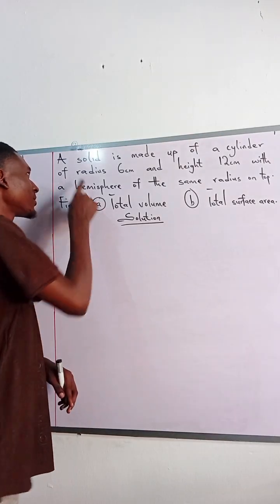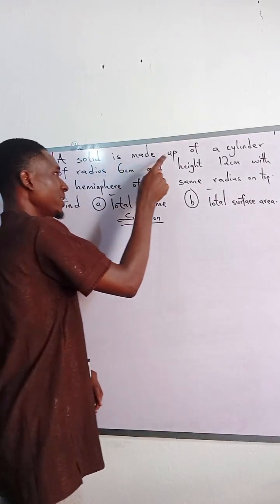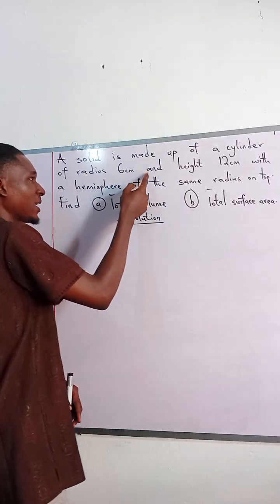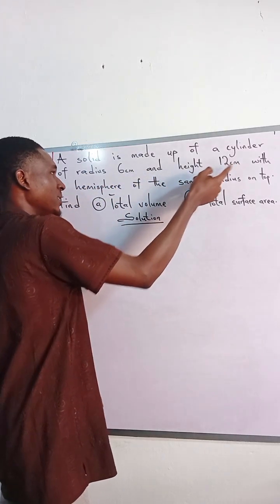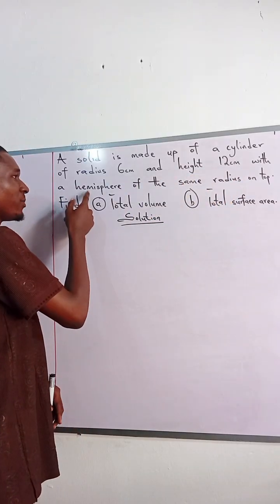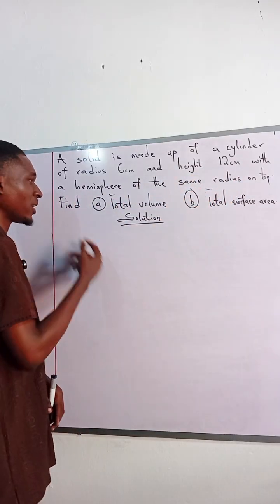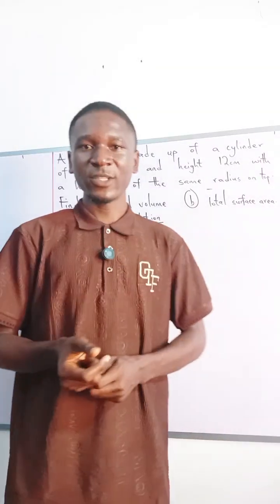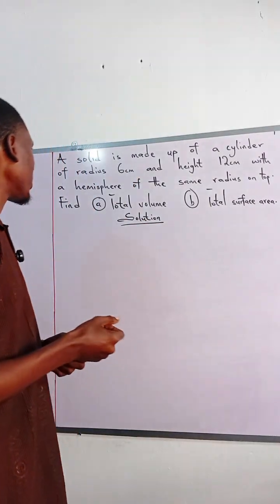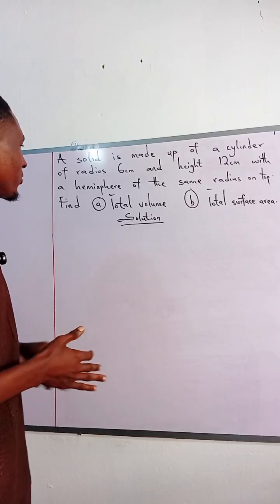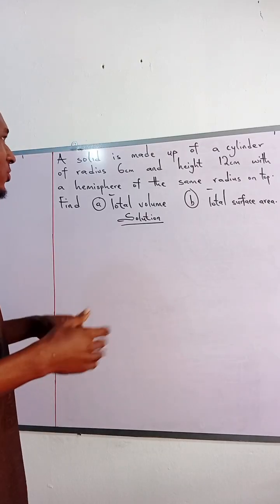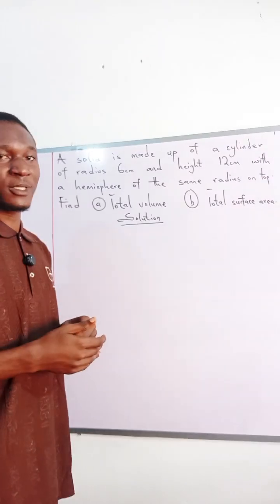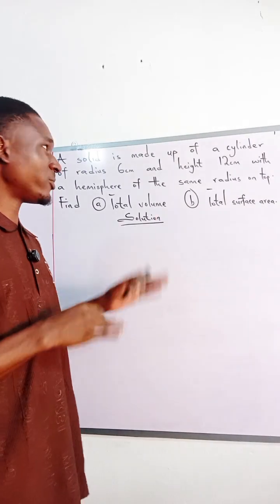Question says, a solid is made up of a cylinder of radius 6 cm and height 12 cm with a hemisphere of the same radius on top. Find total volume and total surface area. Okay, this is a question on the topic volume, total surface area and volume of plane shape and solid shape. This one is a composite shape. Yes, it is combined of different types of shapes.